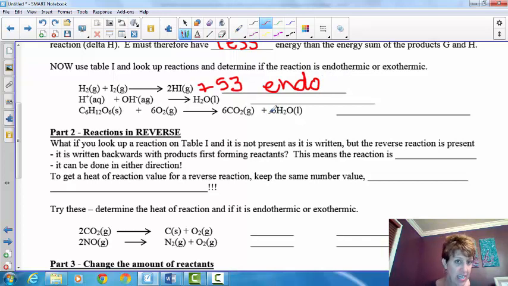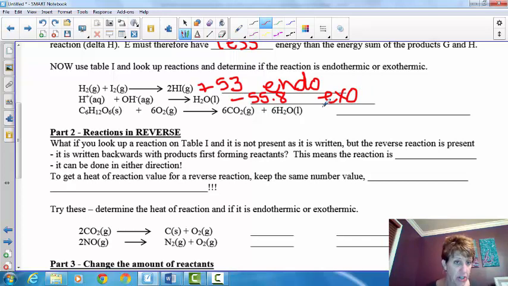All right, let me find the next one. A lot of these look pretty similar, so make sure you find the right one when you're doing it. H plus OH minus makes water. It's the very last one on here. It says that it is negative 55.8. So if it's negative, this is an exothermic reaction.